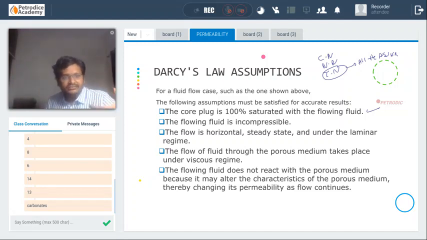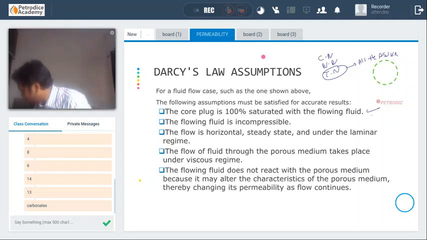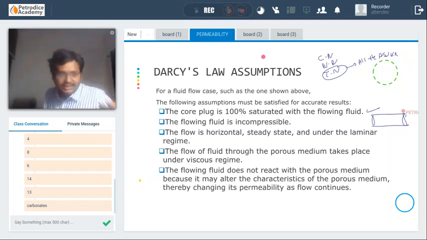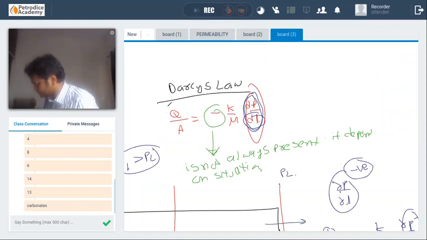Okay, and the way in which this particular core sample is to be placed is horizontal. The flow that is happening through this particular core sample must be in a horizontal state, and it must be a steady state. That means the amount of fluid that is entering the core sample must be equal to the amount of fluid that is exiting the core sample.